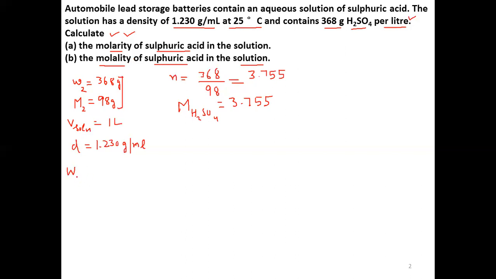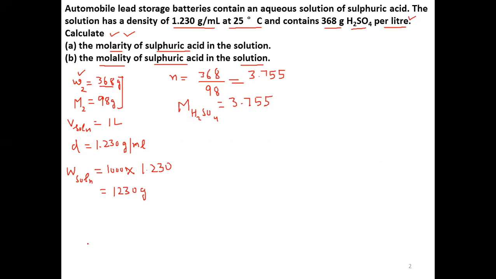I will write it W solution, that means weight of solution. It is equal to volume into density. Density is in gram per ml, so we have to convert volume into ml. So it is 1000 ml multiplied by density 1.230. This will be equal to 1230 grams. So we have 1230 gram of solution. This is the weight of solution, out of which weight of solute, which is W2, is 368 gram.